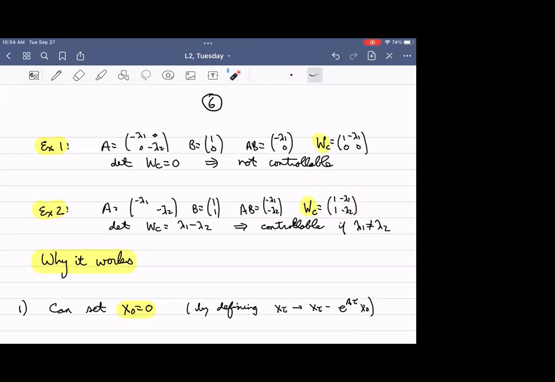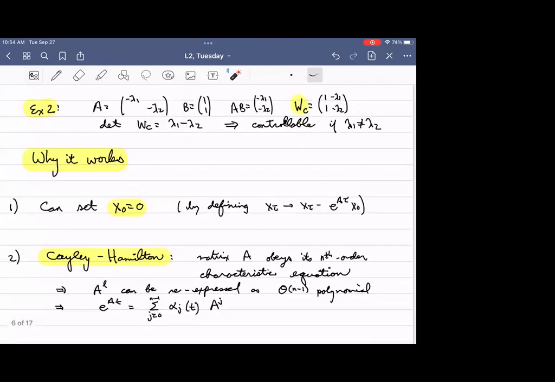So this simple test, which as you can see would be very easy to compute numerically on a computer, will tell you whether it's controllable or not without going through this painful set of thinking that we did. Painful, I should say, but useful because it gives you a sense of what's at stake in the question. So this is the recipe, and then the next question is, why does this work?